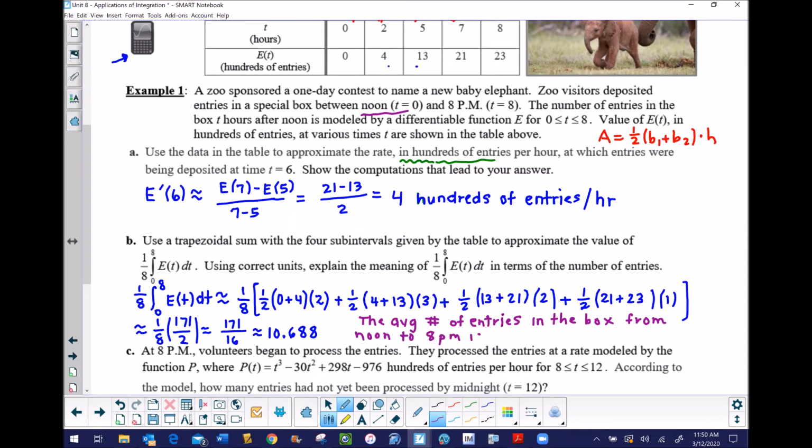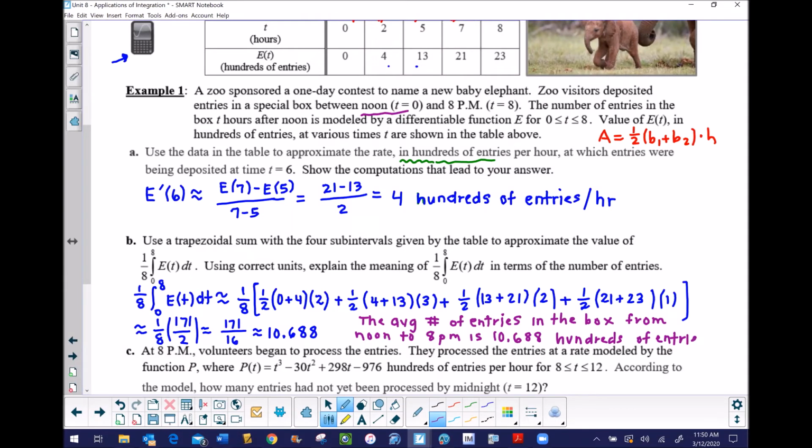And then we need to put our answer. Now, the way that you put this answer is really, I know this seems crazy. What is this, 10.688 hundreds of entries? Okay, I'm going to write that because it's safe and I know it's acceptable, as long as I get that unit in there.